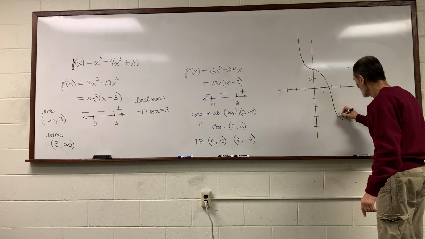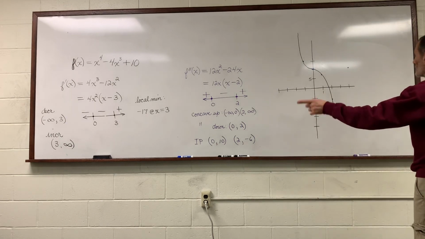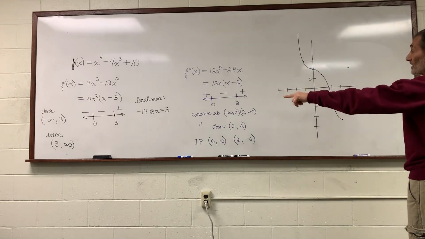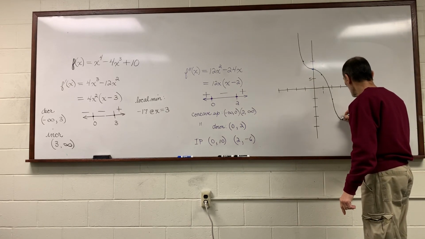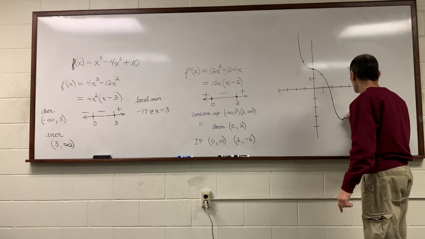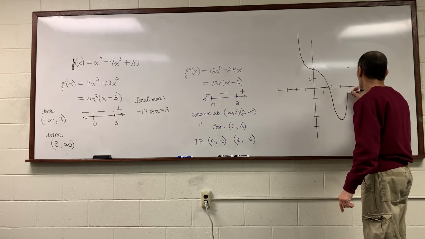From 2 to 3, the function is still decreasing, but it is now concave up. And then, from 3 to infinity, the function is increasing and concave up. And we know that we have an x-intercept between 3 and 4.